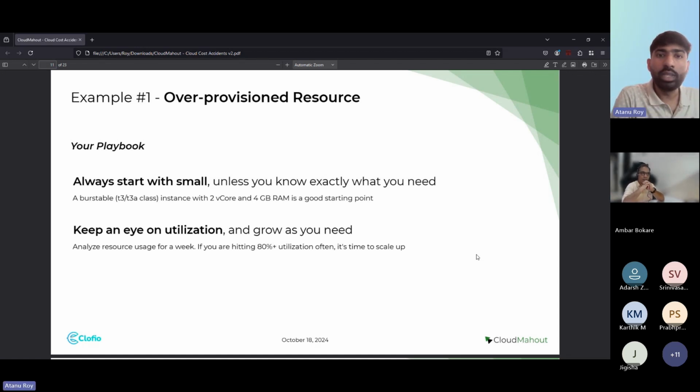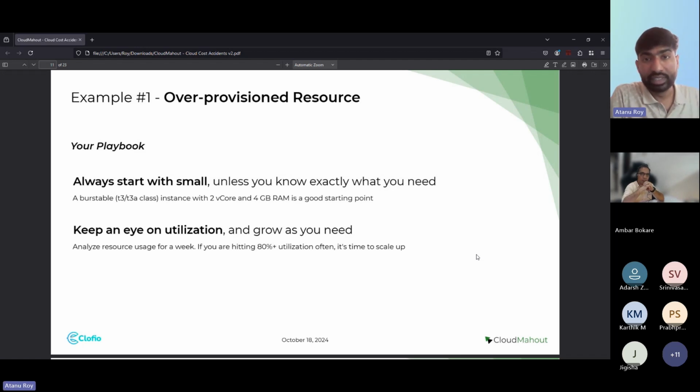Very simple. And all the playbook we are going to share with you is not rocket science, right? These are very simple thumb rules which you can follow, and by using those best practices you can always save money. Over-provisioned resource, what you can do: first and foremost, always start small and grow as you need. Unless you know exactly what you need, for example you are running some experiment, maybe a machine learning model, or some kind of big fat server, and you know exactly that, hey, I need 4 cores of server and 8 GB of RAM for XYZ reason, always start small.